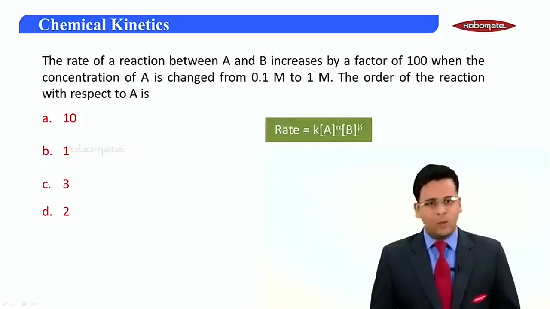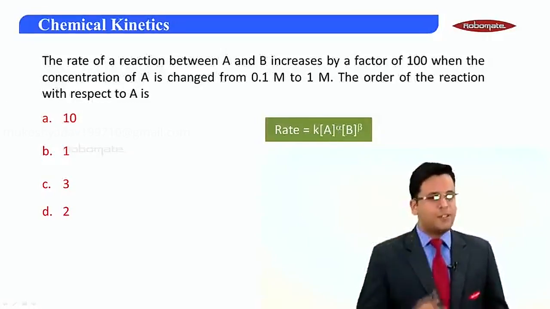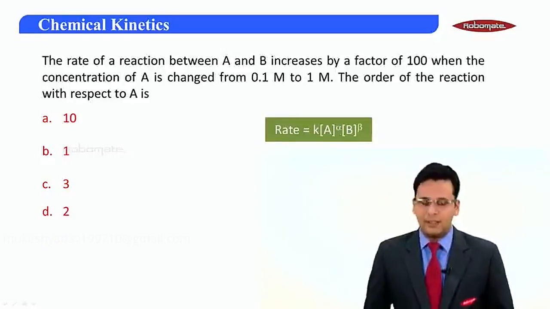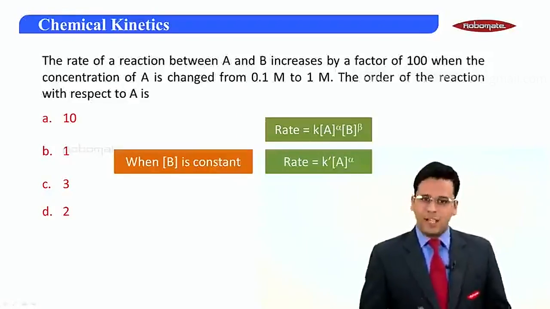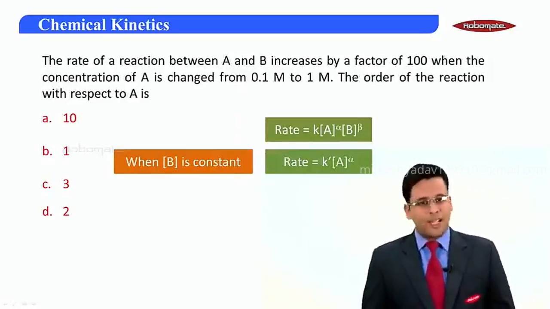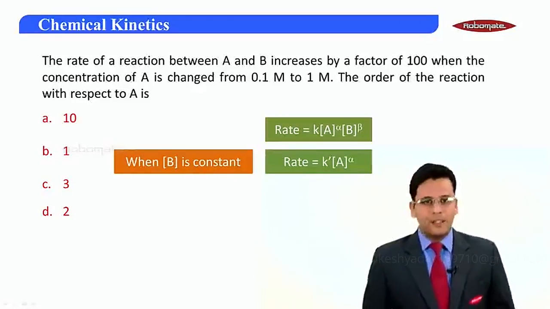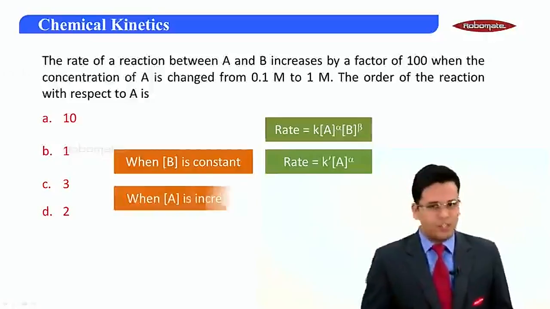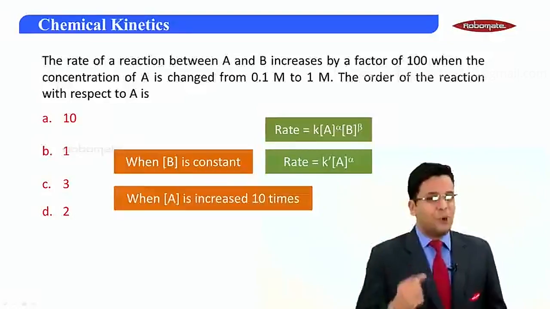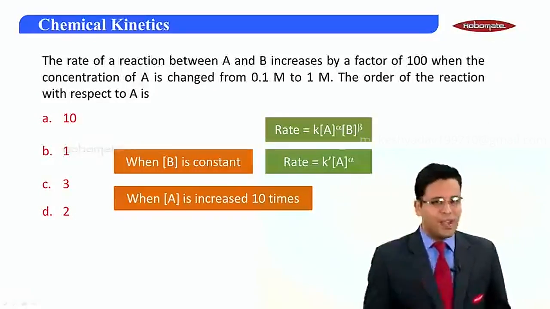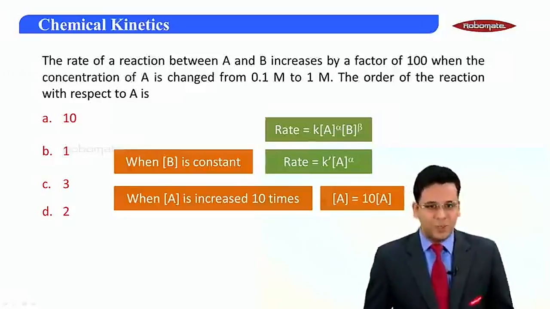Here once again we know the rate law expression. Rate is equal to K into concentration of A raised to alpha into B raised to beta. Now when concentration of B is constant, this is the rate law expression. Rate is equal to K dash into concentration of A raised to alpha. Here, let's figure out what all has been given to us in the question. When the concentration of A is increased 10 times from 0.1 to 1 molar, concentration of A is 10 times its initial value.